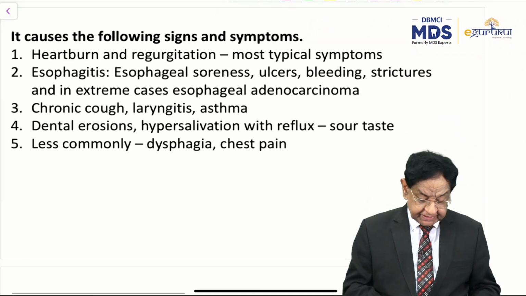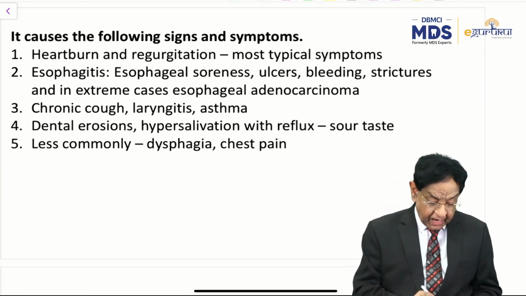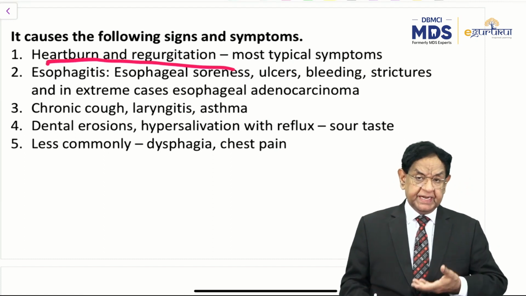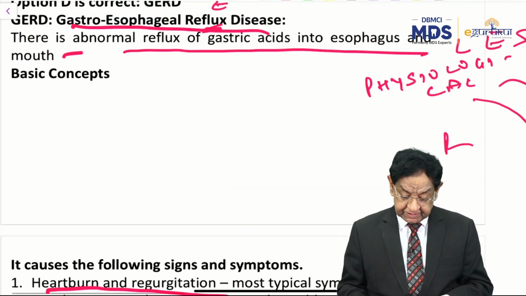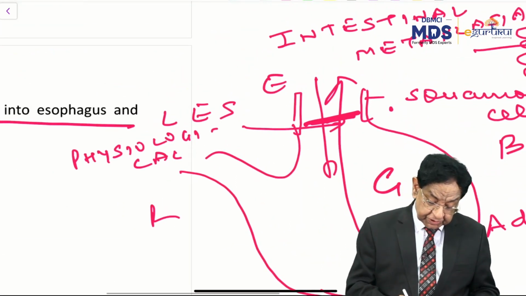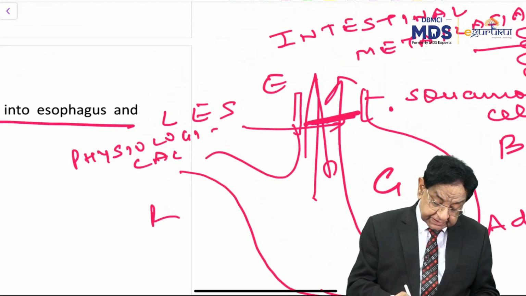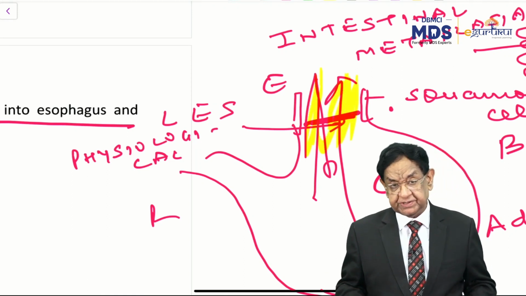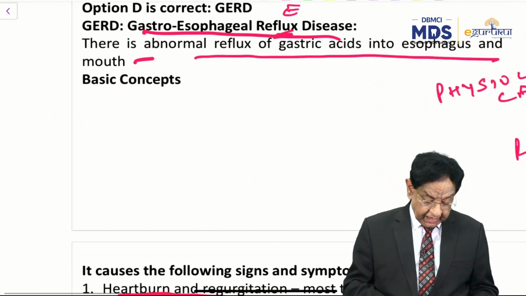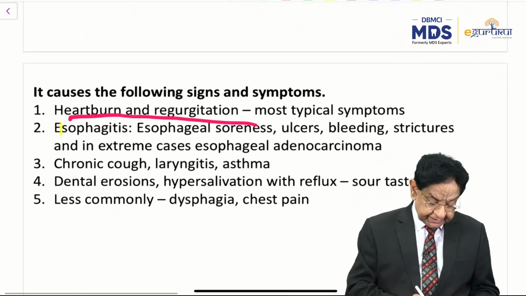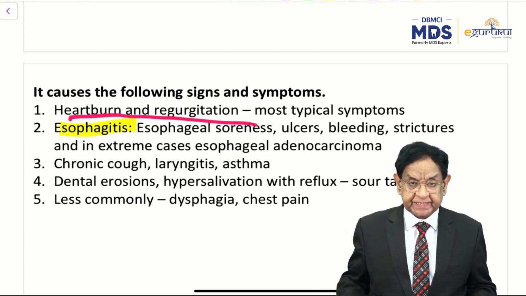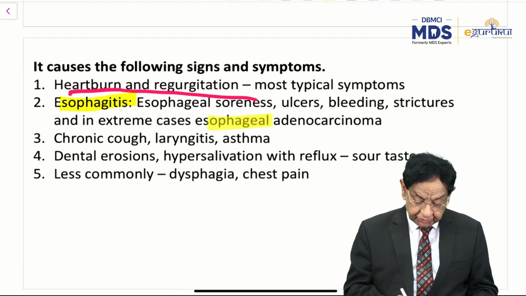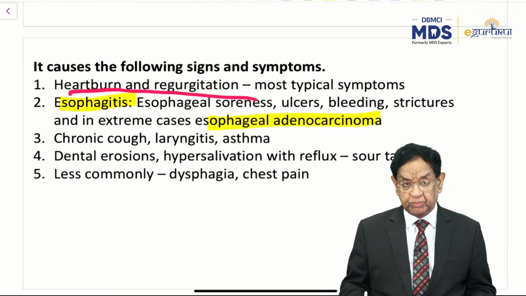Okay. So let us see what all is going to happen. Heartburn and regurgitation are the typical symptoms. Acid is coming into the esophagus. Definitely when acid comes to the esophagus, it will lead to a burning sensation. Heartburn. Esophagitis, as I told you, acid will go and cause inflammation of the lower end of the esophagus, which later can even go into esophageal carcinoma also.